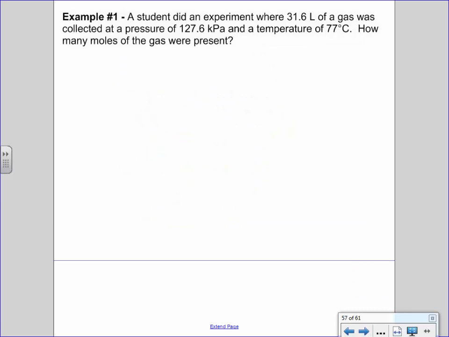So let me try an example here. A student did an experiment. There's 31.6 liters of gas collected at 127.6 kilopascals and a temperature of 77. Using PV equals nRT, the ideal gas law. It's fun to say. Let's try to predict how many moles of gas there were. So let me try the first example, see whether this makes sense to you guys. The formula we're going to use here is pressure times volume equals the moles times our constant times our temperature.